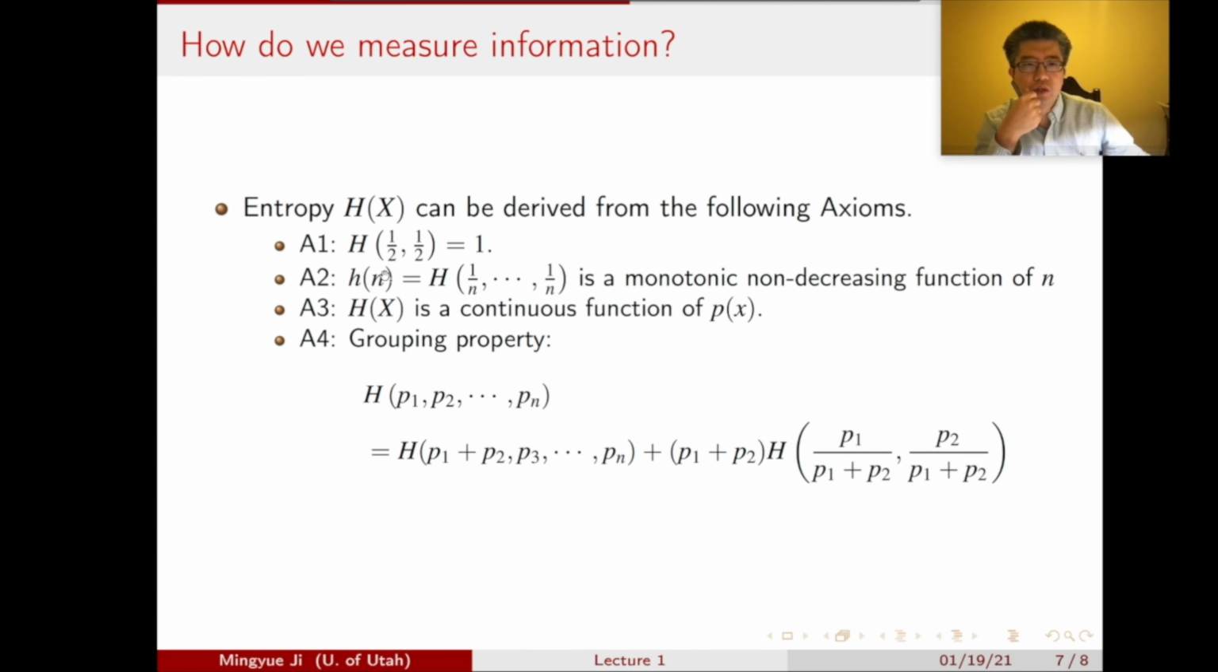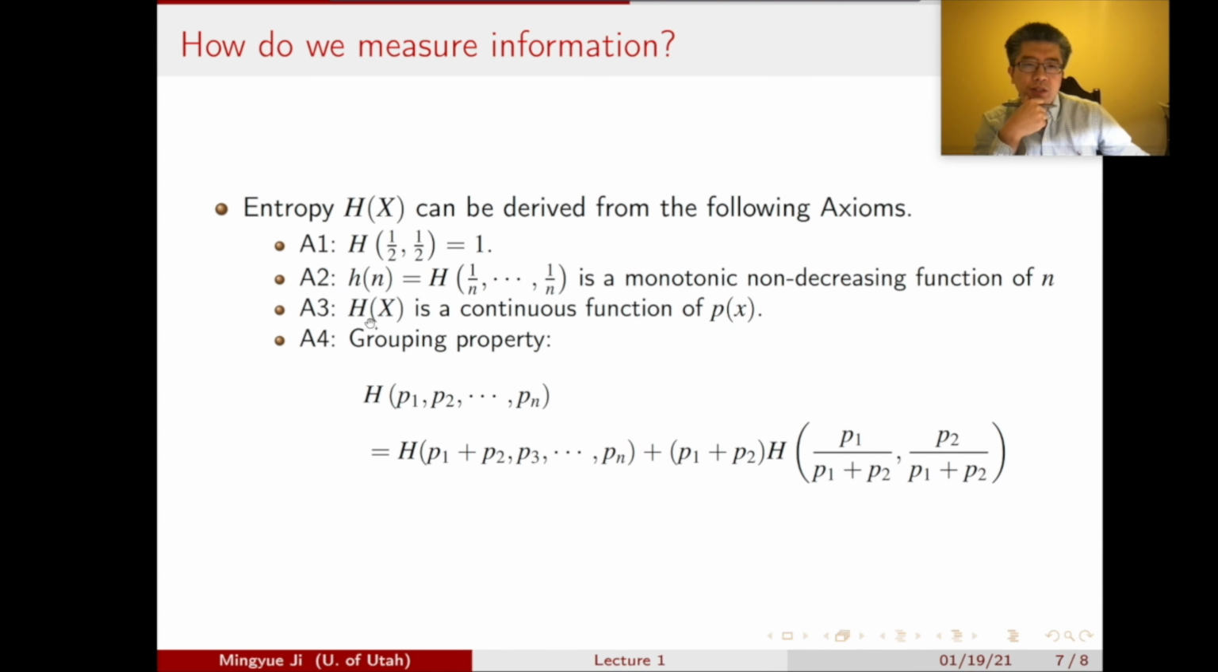Let's go over it again. The first axiom says that if I have two events, each of them with half, or equal, probability, then the entropy is 1. This is basically 1 bit. And we think this quantity is a monotonically decreasing function of n, which is kind of intuitive. If there are more outcomes and each has equal probability, then we think it's more uncertain, therefore we have more entropy.